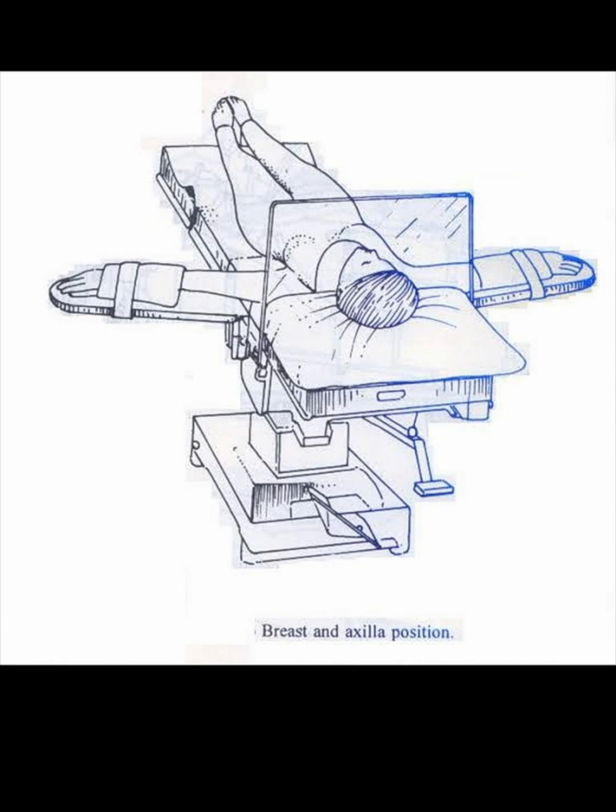So mainly this position is used for surgery on breast cancer or in the axilla, where any lymph nodes have formed and they have to be removed. Here the pressure points are the heels, behind the knees, and the arms at the point of extension from the table. So this is the breast and axilla position, the fourth one.